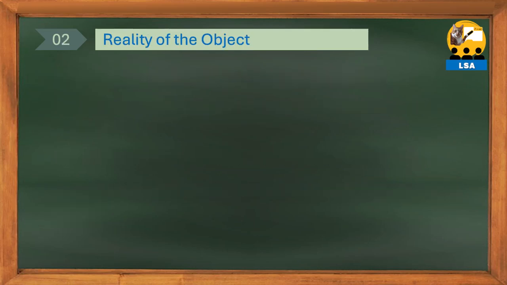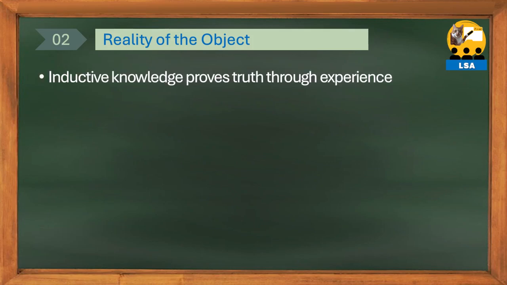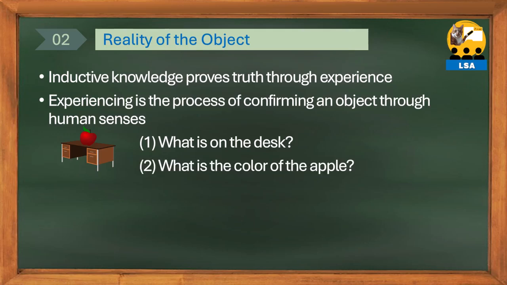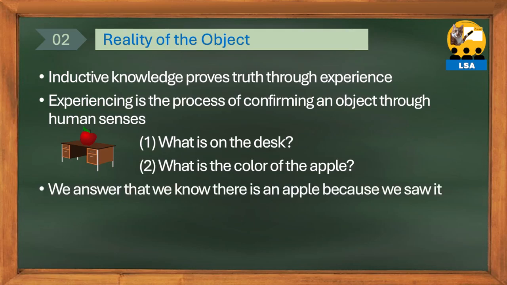Let's examine if the object of experience actually exists in reality. Inductive knowledge proves truth through experience, so experiencing is a prerequisite. Experiencing is generally the process of confirming an object through human senses. Looking at this picture and asking, "What is on the desk?" you answer, "An apple." Asking, "What is the color of the apple?" you answer, "Red." If asked how you know there is an apple here, you say you know because you saw it with your eyes.